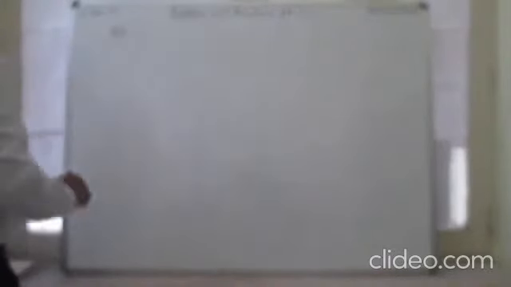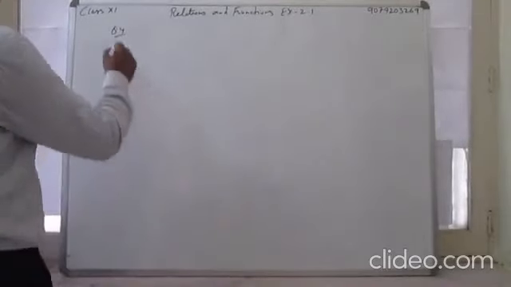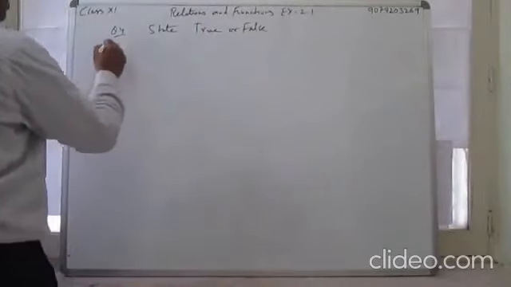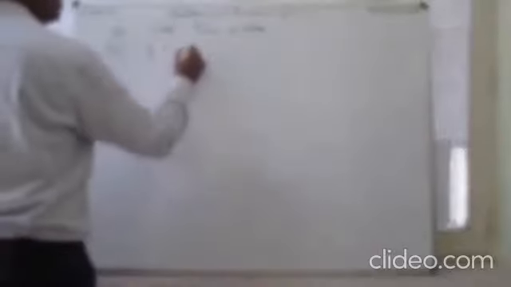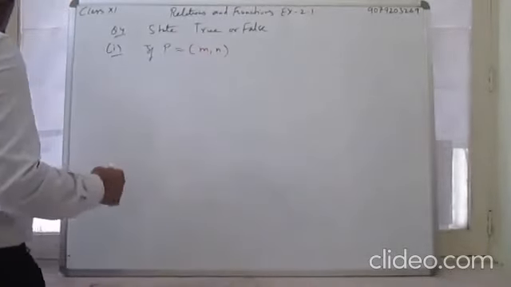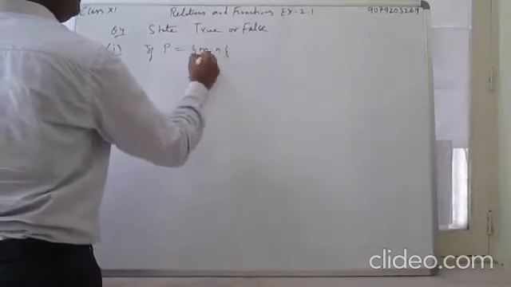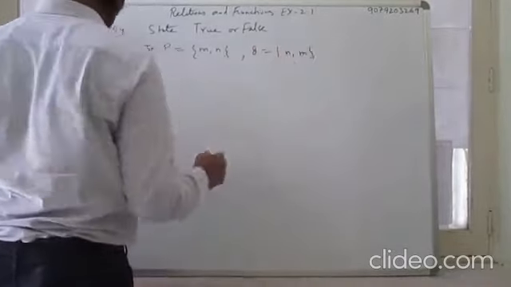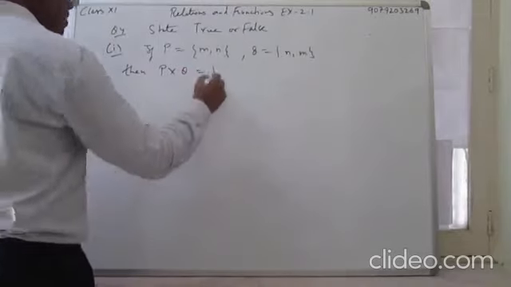Now, state true or false. Question number, state whether it is true or false. If it is false, rewrite the statement again. First part: if P is equal to {m, n} and Q is equal to {n, m}, then P cross Q is equal to {(m, n) and (n, m)}.